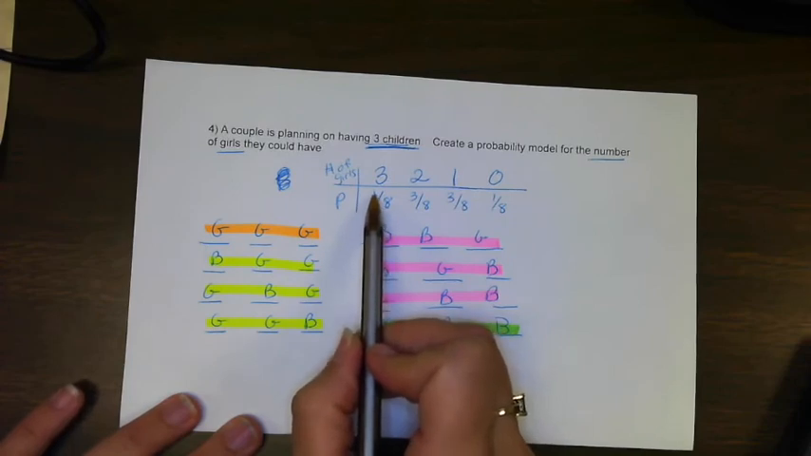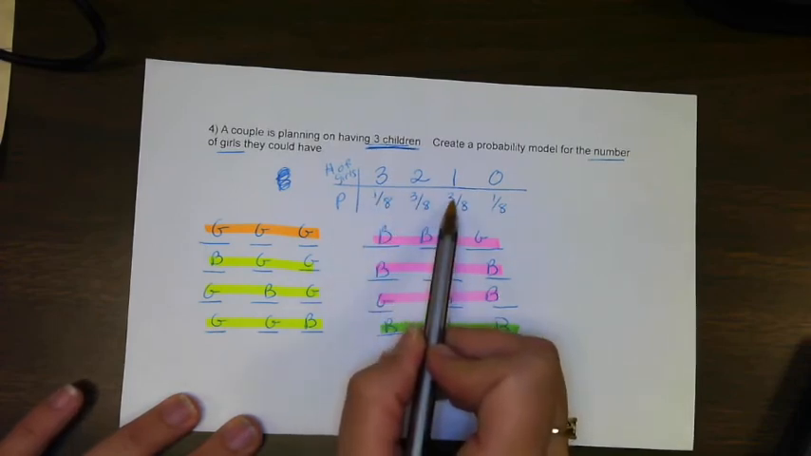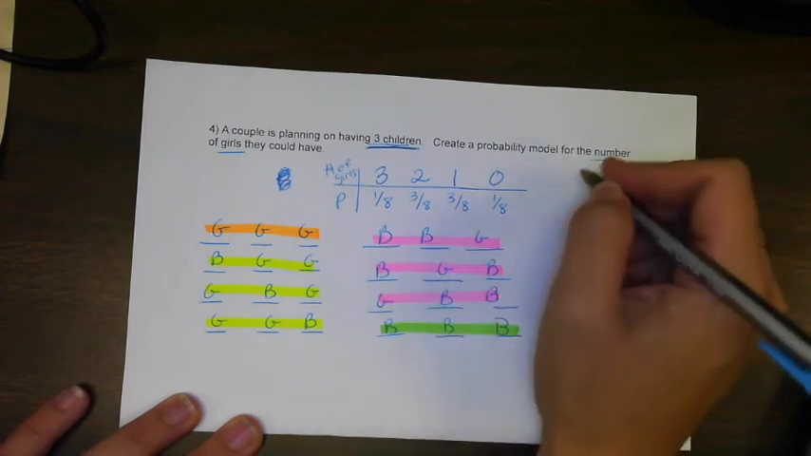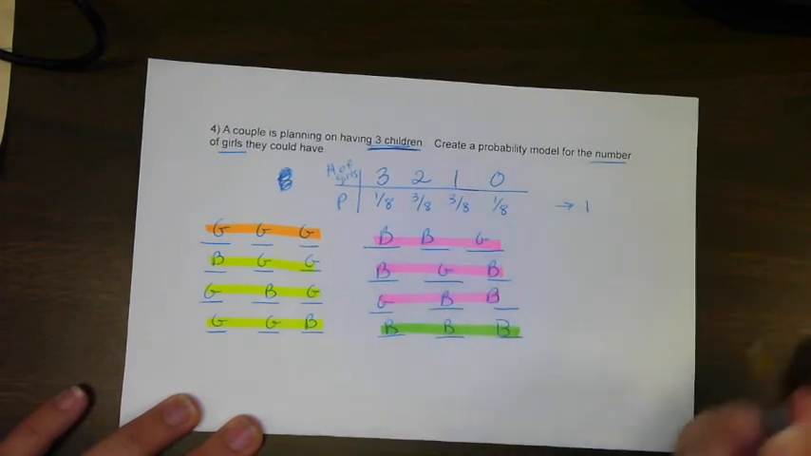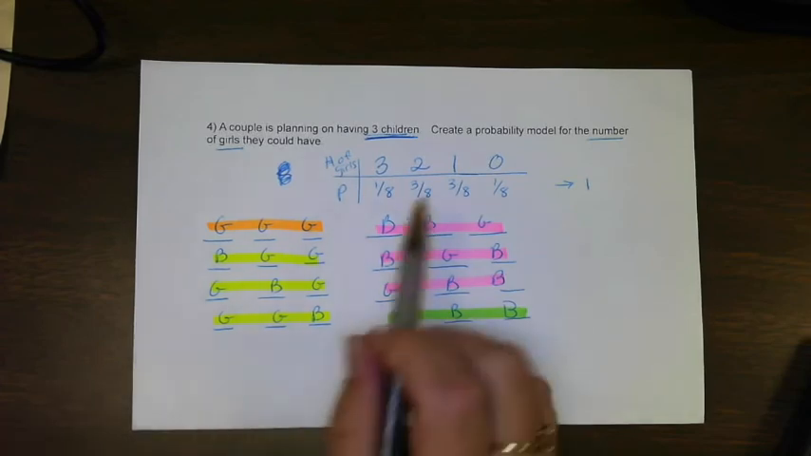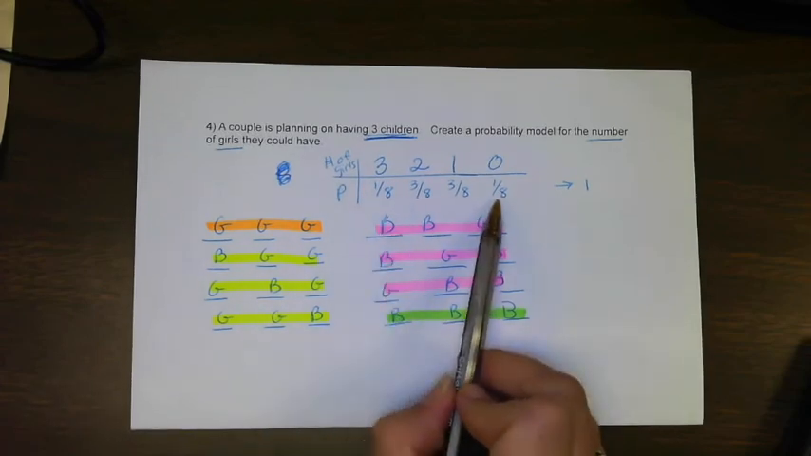Notice if you add your numerators, 1 plus 3 is 4, plus 3 is 7, plus 1 is 8. You get 8 out of 8. That's a sum of 1, which is always required in a probability model. The probability should always add to 1.